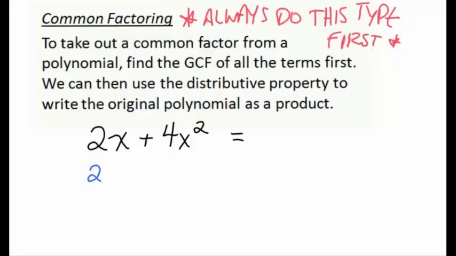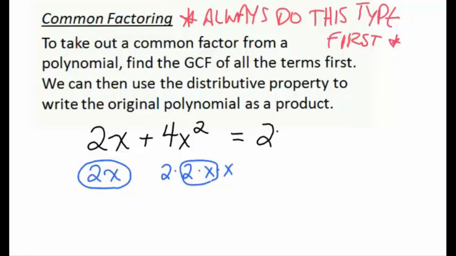Now our first term can't be broken down any further than the number 2 and the variable x. Our second term, our 4, can be broken down into 2 times 2, and our x squared can be broken down into x times x. So we can see here that the shared factors between both are the factors 2 and x.